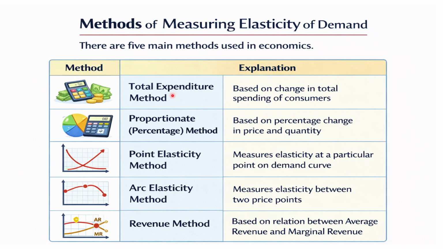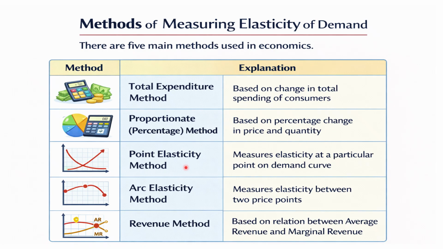The first one is the total expenditure method, and this method was given by Alfred Marshall. In this method, elasticity is based on change in total expenditure, that is price and quantity, when price changes. So here the elasticity is based on when price and quantity both change. Now, the next method is the proportionate method. In this method, elasticity is measured using the percentage change in price and quantity.